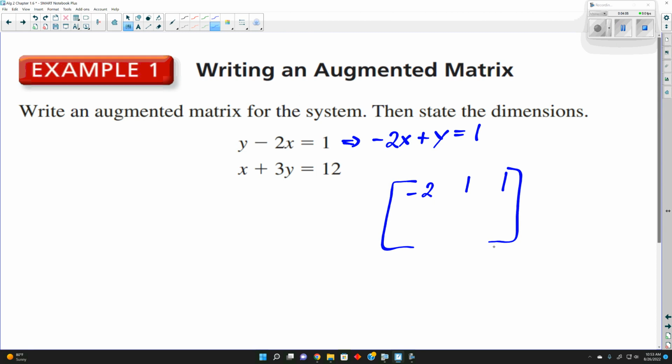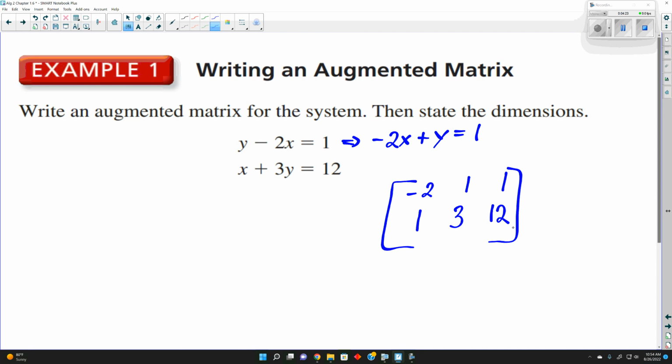Now, if we look at the second equation, it is in the form of x, y equals number. So the number in front of x is 1. The number in front of y is 3. 12 is equal to. And that's the augmented matrix.